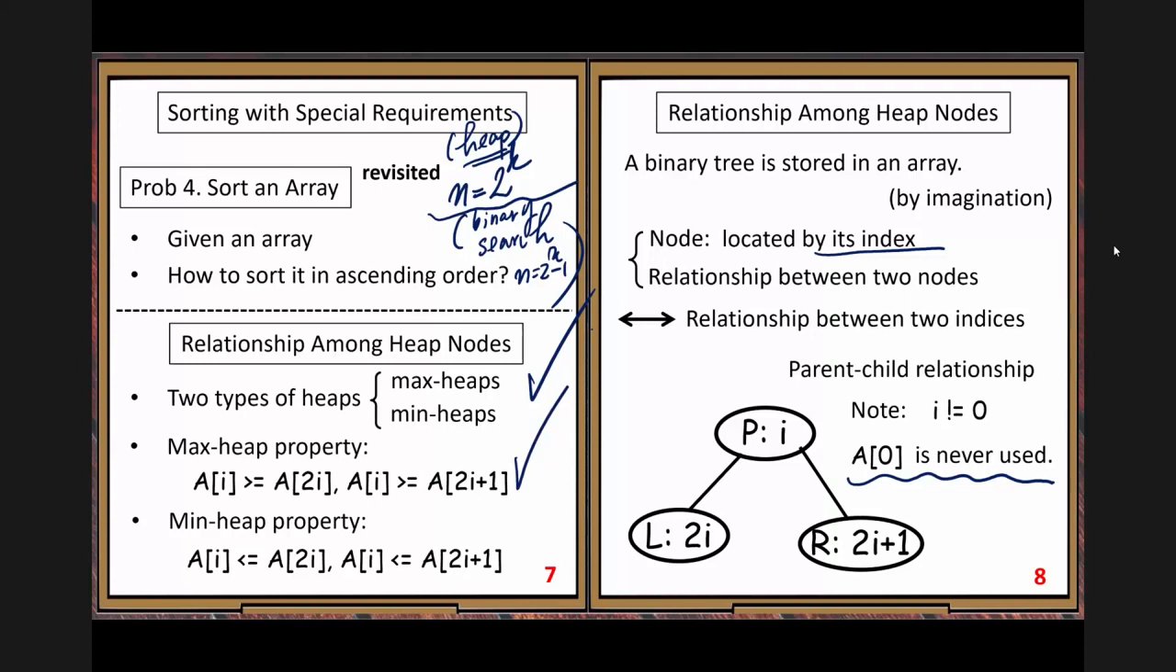In order to support our Heapsort algorithm, here we require this max heap property. Max heap. And with the max heap property, we can define a max heap data structure. Everywhere, this property is satisfied. That's the max heap. If at one place it is not satisfied, we cannot call it a max heap.